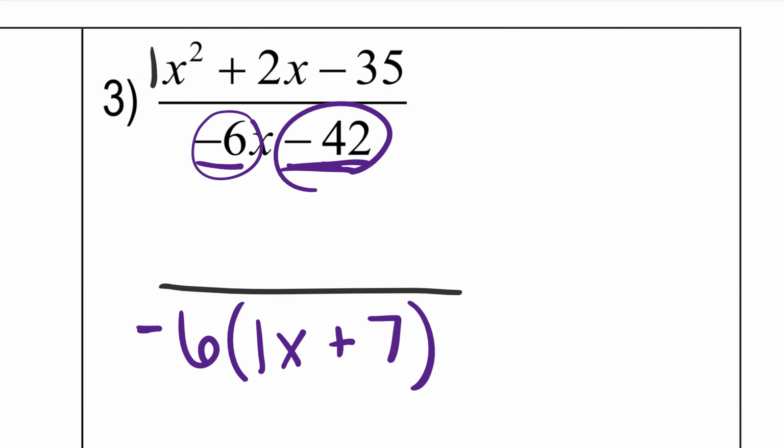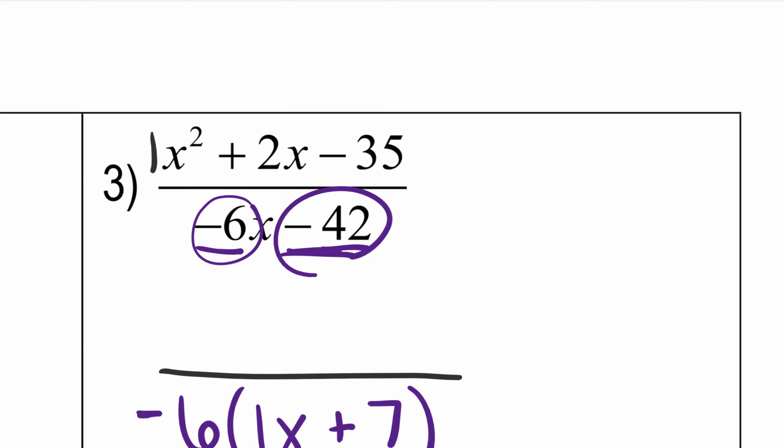That's GCF. Now, there's no GCF on the top, but I can factor the top. We're going to have to do a lot of factoring in this chapter. So if you're good at factoring, this will be easy. If you're not, this will give you practice, and hopefully you'll become better. To factor, if you forgot, the way I do it is I do the first number times the last number, which gives me negative 35. Then you think, what two numbers can multiply to negative 35 and add to 2? Well, that would be 7 and negative 5.